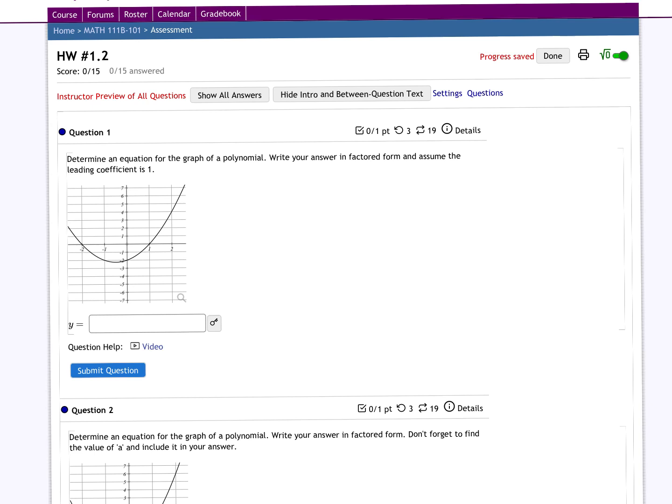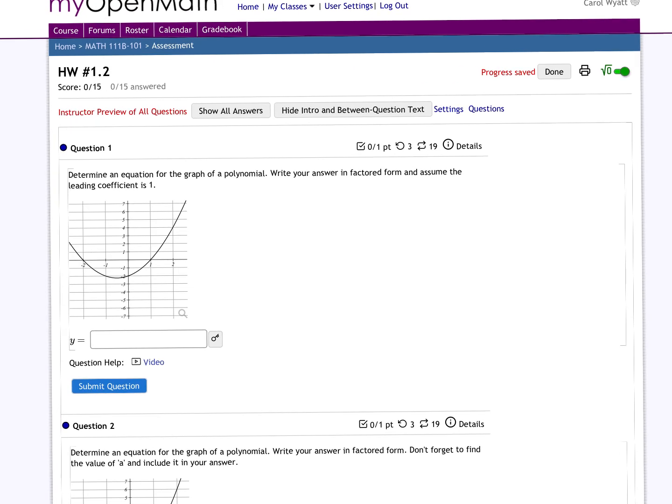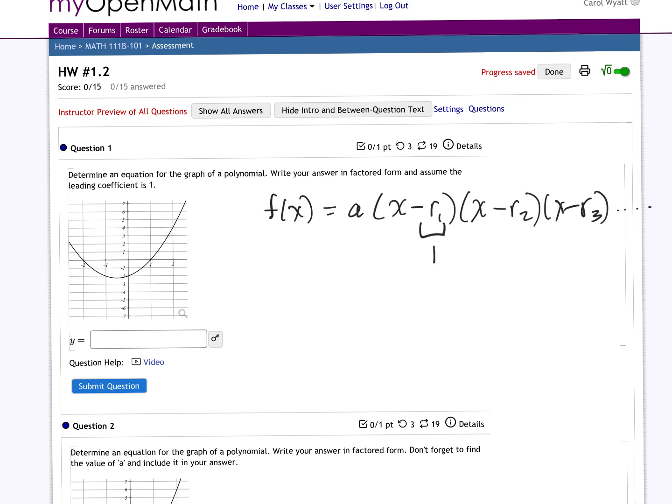Hello, so this is some help on homework 1.1. We know that polynomials can be written in the form f of x equals some leading coefficient a times (x minus r1)(x minus r2)(x minus r3), right? And each one of these r's is a zero, where it would cross the axis.